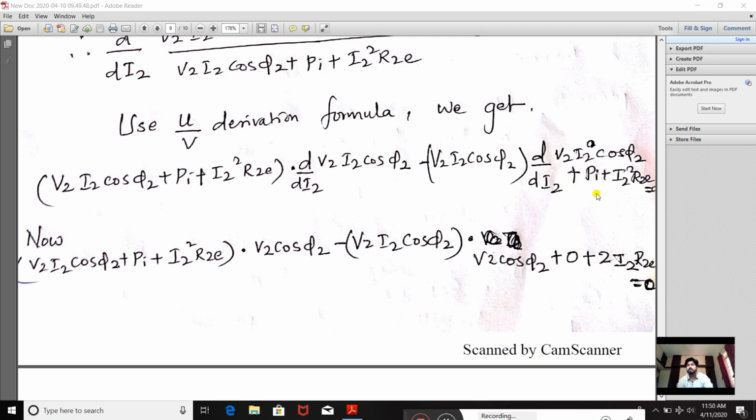Iron loss. Iron loss is called what? Constant loss. So constant is nothing but a 0 plus I2 square into R2E. So I2 square is nothing but x square, and x square is 2x. In the similar way, I2 square differentiates to 2 I2 into R2E, and the constant is 0. So now you have differentiated all the terms.